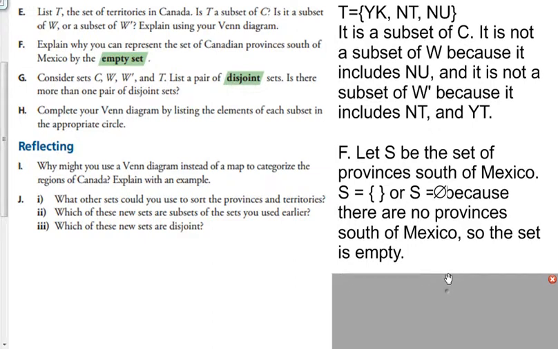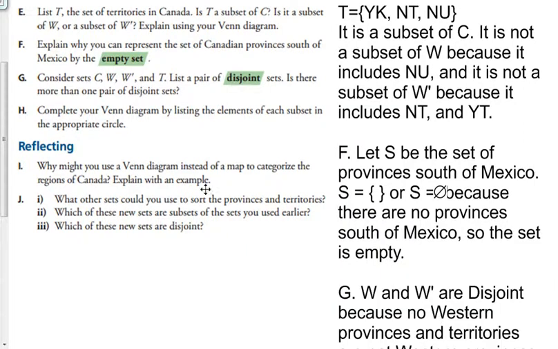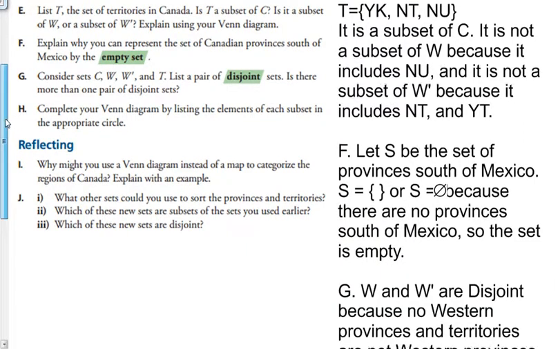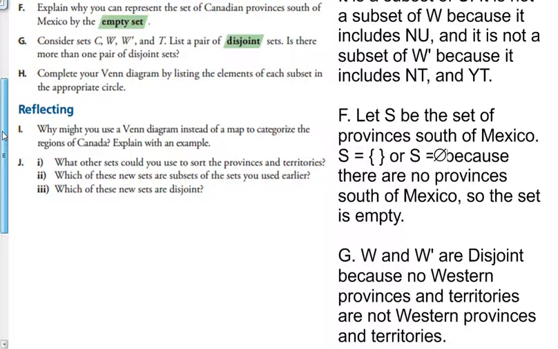Consider the sets C, W, W prime, and T. List a pair of disjoint sets. Is there more than one pair of disjoint sets? W and W prime are disjoint because no Western provinces and territories are not Western provinces and territories. There is not more than one pair of disjoint sets.